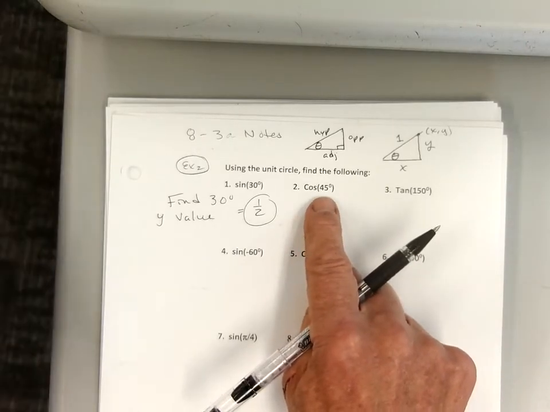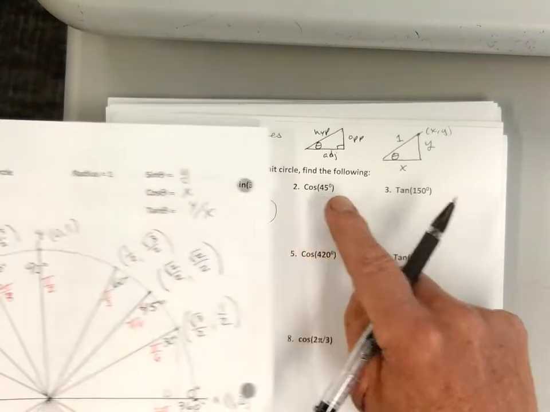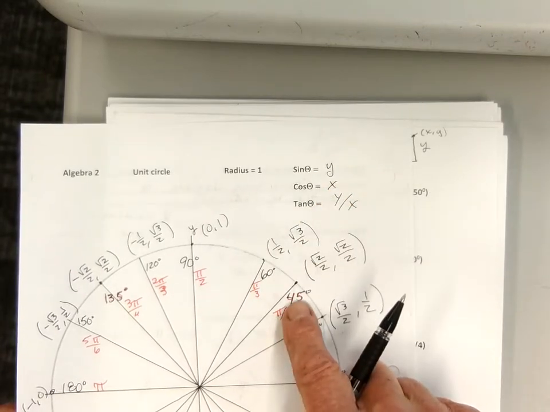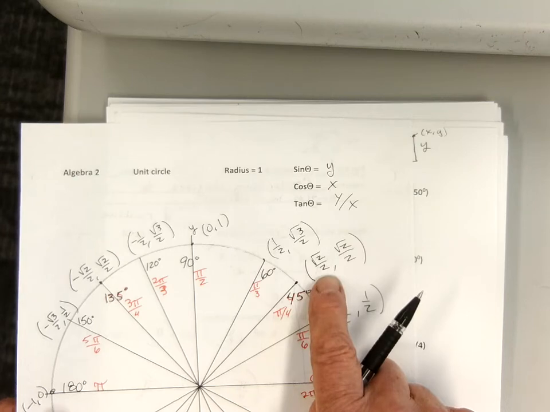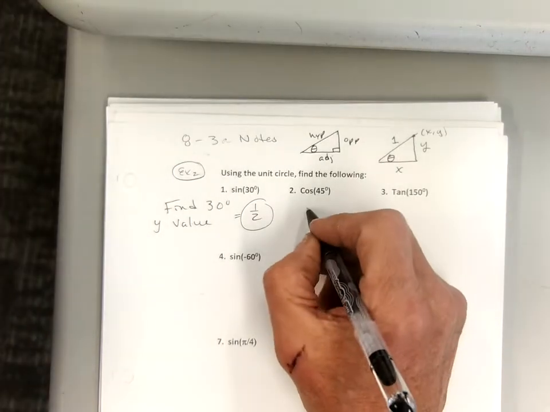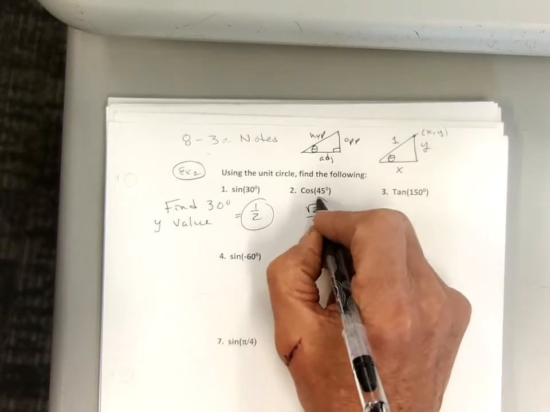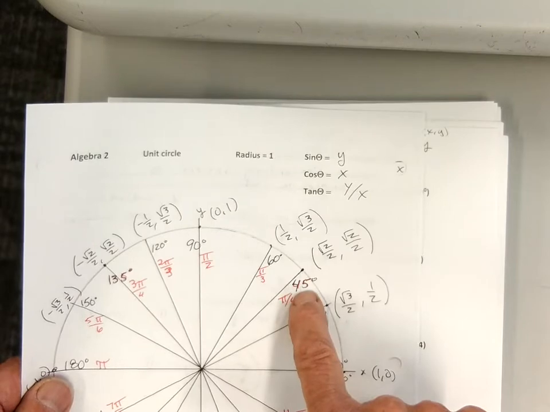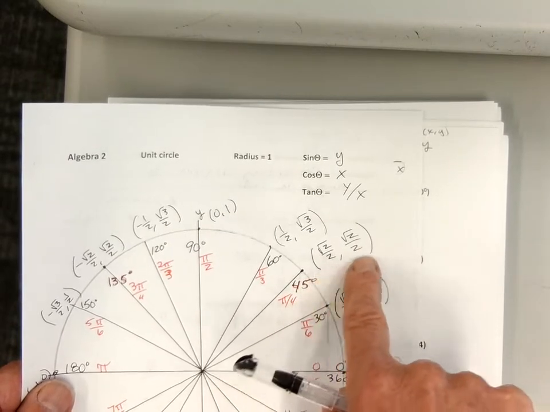Cosine is the x value. So let's go to 45 degrees. Here's 45 degrees, and we find the x value. The x value is square root of 2 over 2. That's that easy. You go to 45 degrees, look at your point, x, y, and it's the x value.